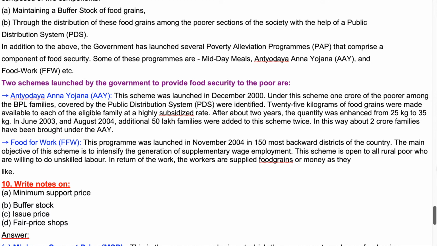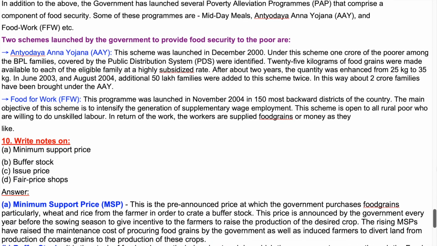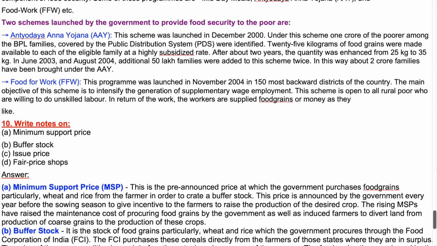Food for Work, FFW, this program was launched in November 2004 in 150 most backward districts of the country. The main objective of this scheme is to intensify the generation of supplementary wage employment. This scheme is open to all rural poor who are willing to do unskilled labor. In return of the work, the workers are supplied food grains or money as they like.